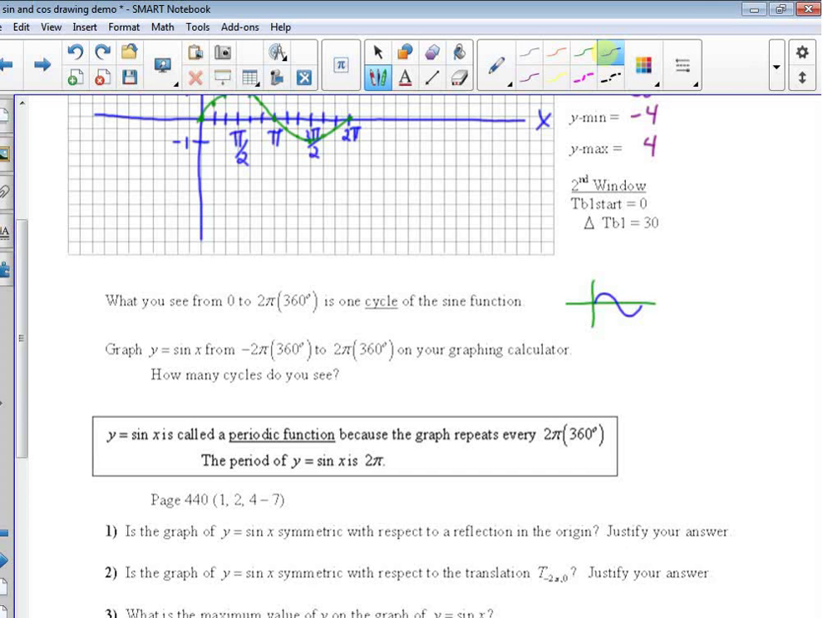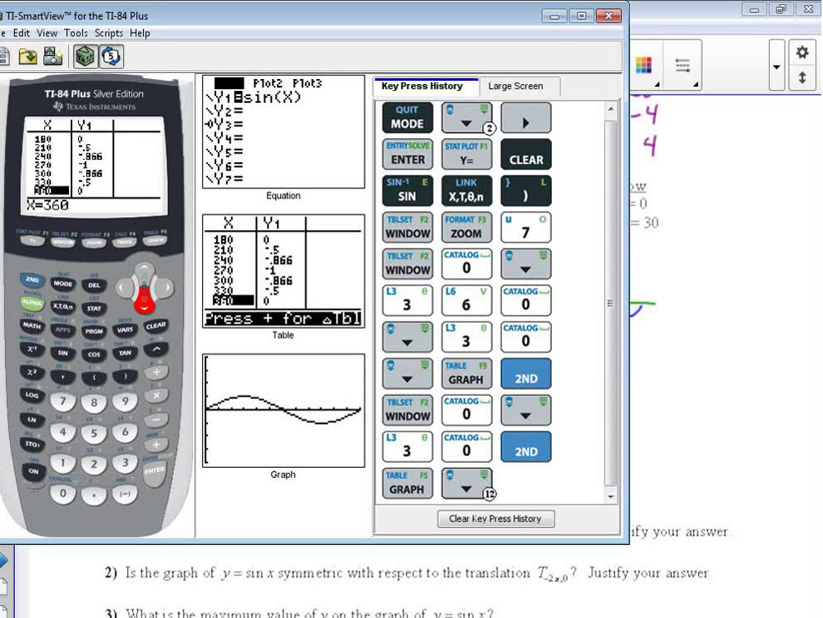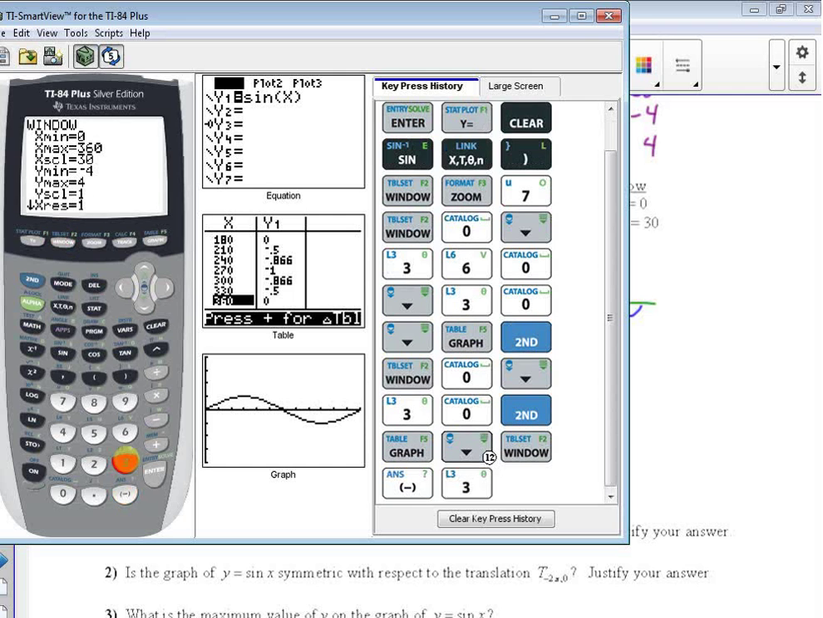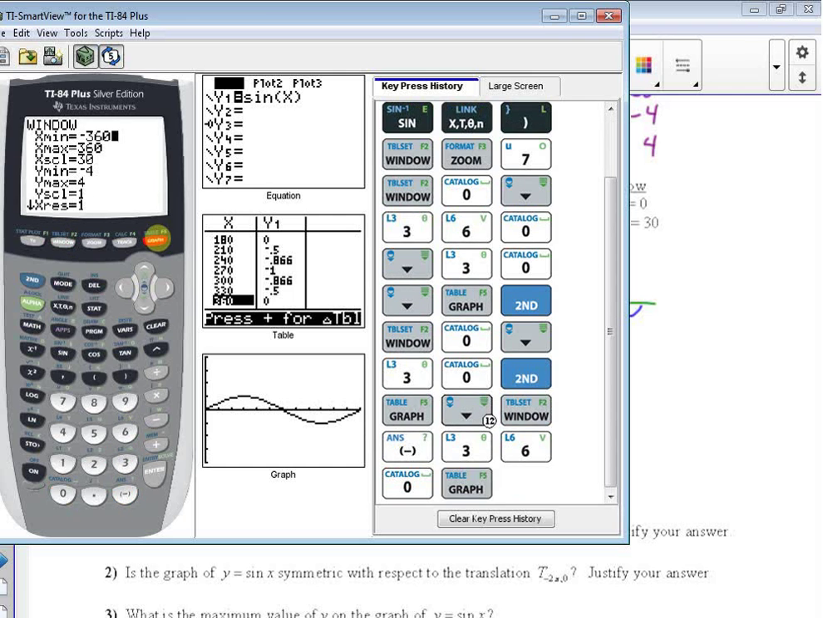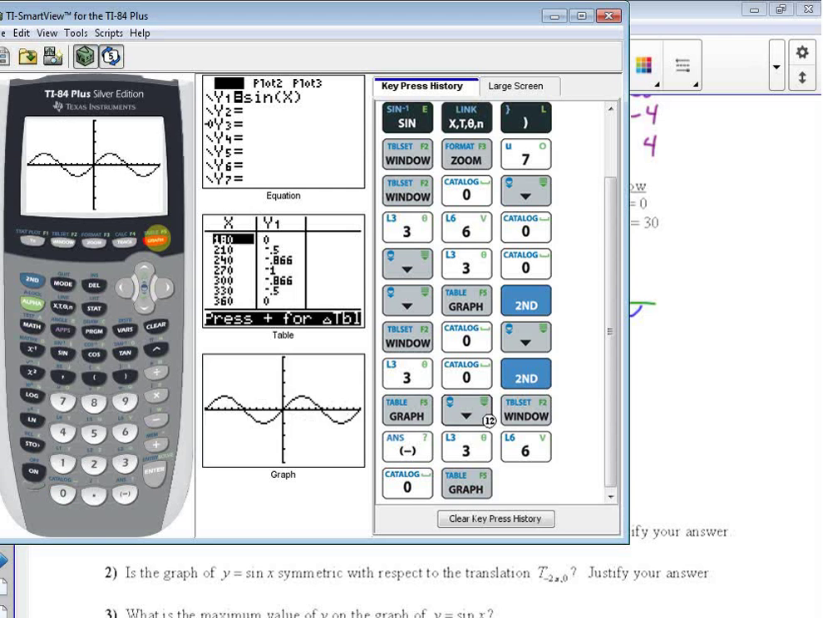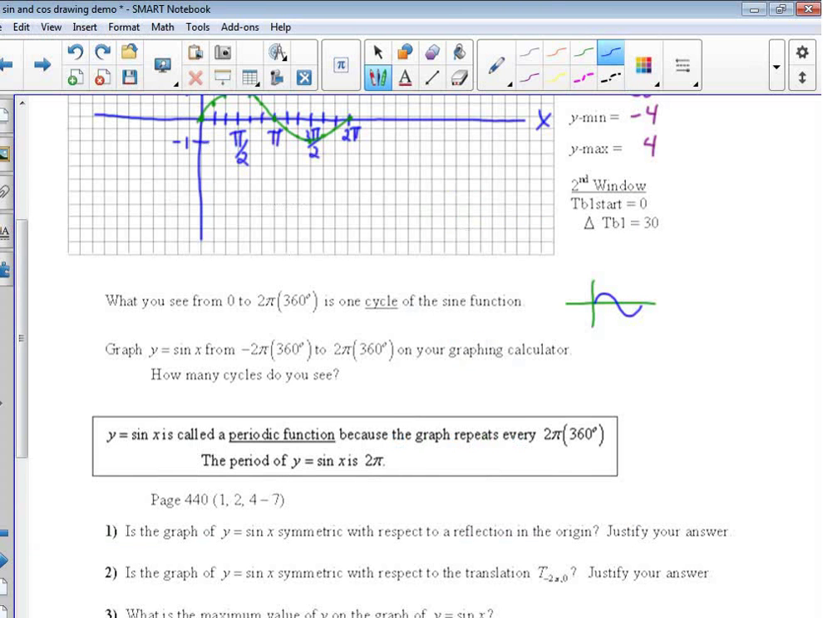If you graph y equals sine x from negative 2 pi or negative 360 to positive 360, let's go to window and make that negative 360 and hit graph. You should see how many cycles? 2. So y equals sine x is called a periodic function because the graph repeats every 2 pi or 360. So the period of y equals sine x is 2 pi or 360.